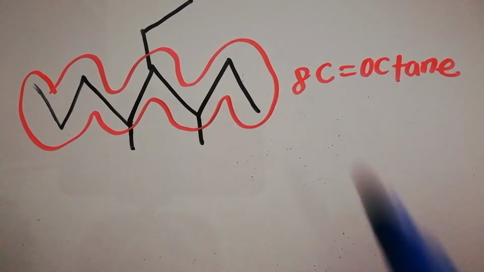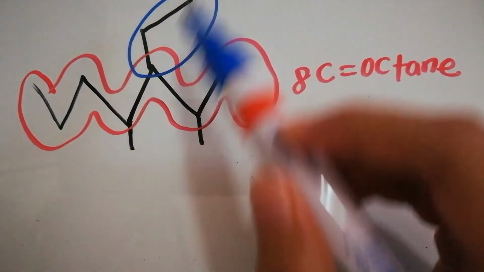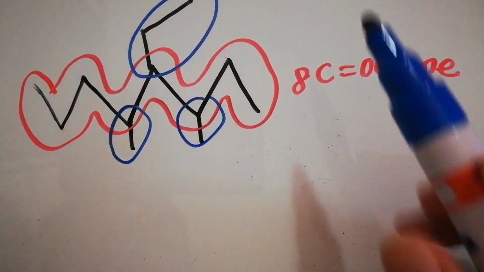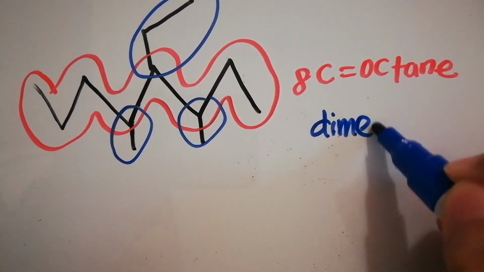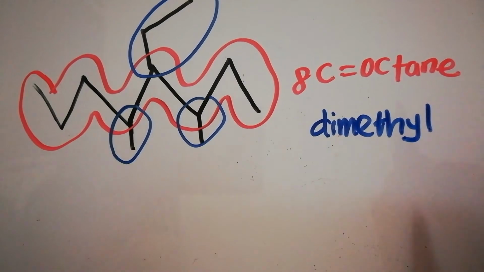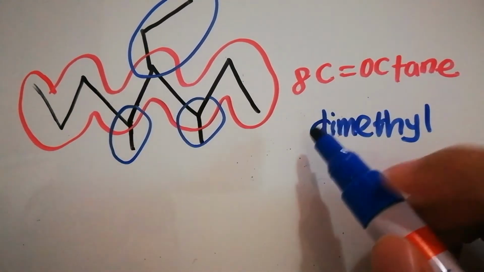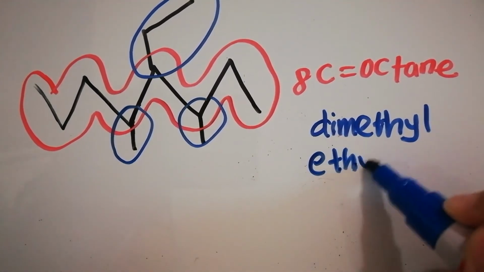Next, identify the substituent. So we got substituents here, here, and here. So we got 2 methyl, which is dimethyl, and we got 1 ethyl here.